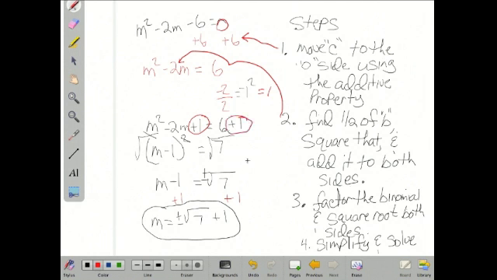Now what we have left is a perfect square on the left side. The perfect square is m minus 1 quantity squared, and it equals 7. Now what we want to do is find the square root of both sides. Again, as long as I do the same thing to both sides, I'm okay. So I'm going to find the square root of the left side and the square root of the right side. And what that does is this square root function cancels out this square. And that's what I want, because I'm left with m minus 1 equals the square root of 7. Now remember, when you're dealing with square roots, it's both a positive and a negative value.